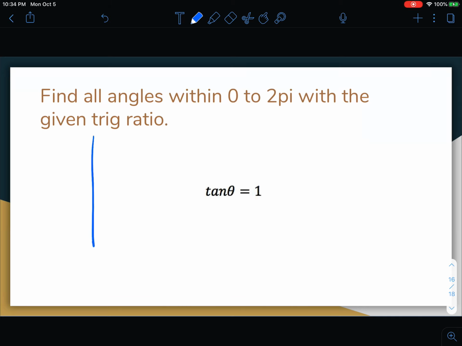Okay, last one of these, from 0 to 2 pi. Now we're going to take a look at tangent.